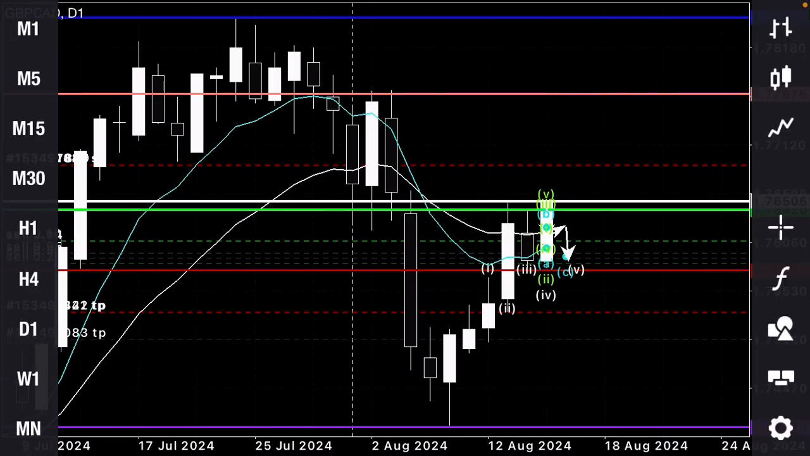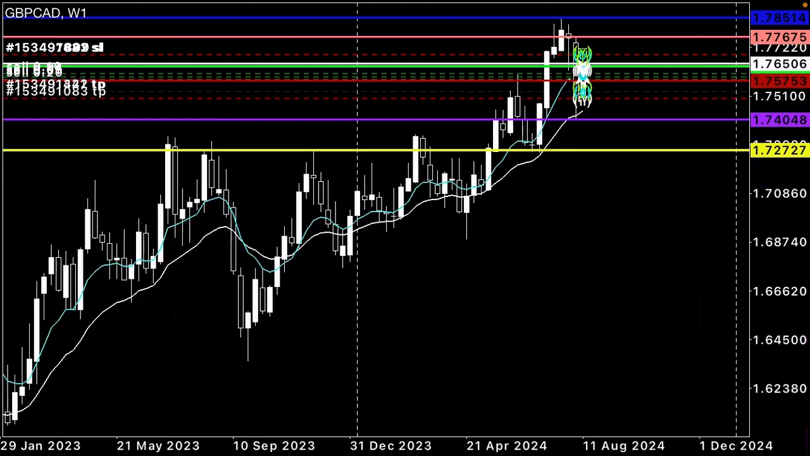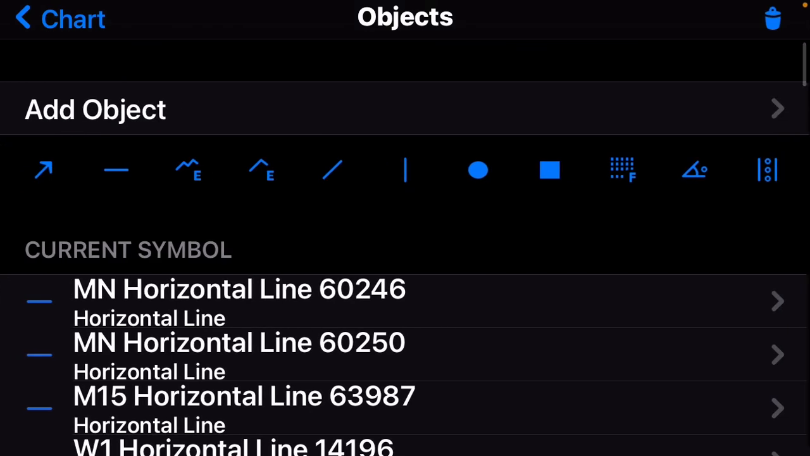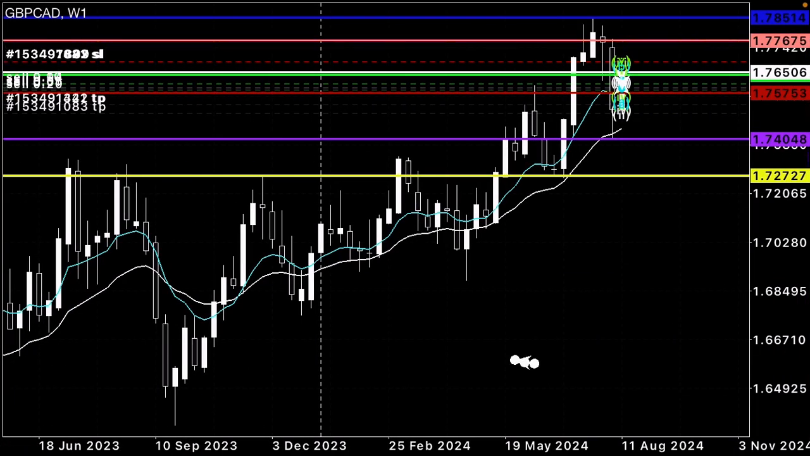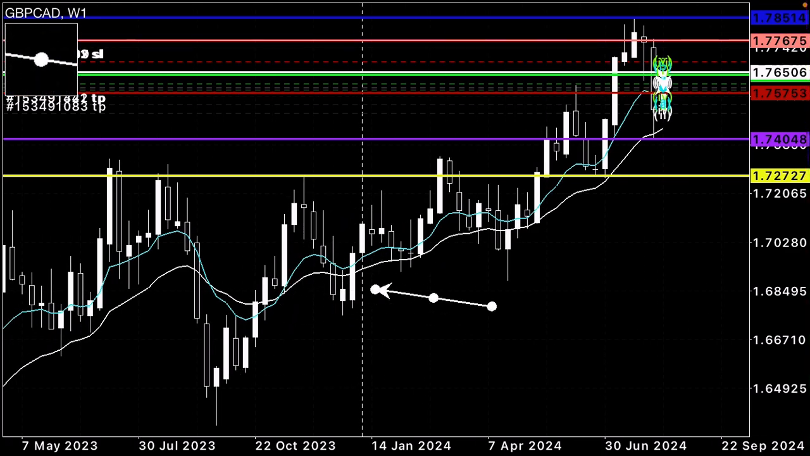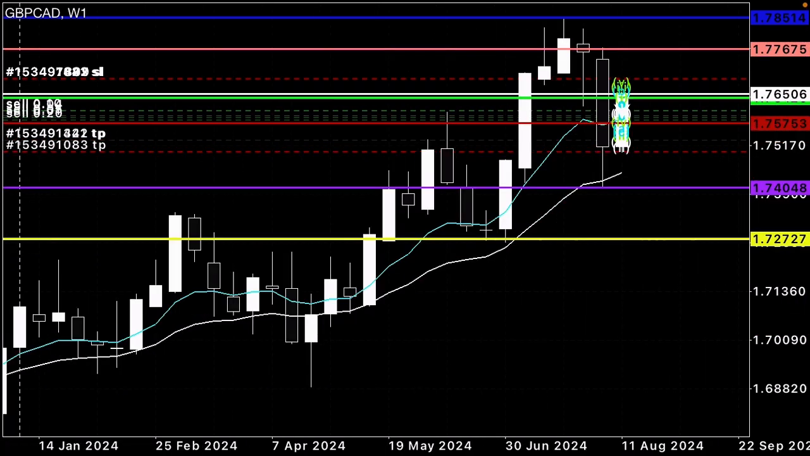Now looking at it from the weekly perspective, that's not looking good, because this looks like a B, or a 1, 2, 3, 4, and then bam, all the way up for a 5. But hopefully it comes back down.